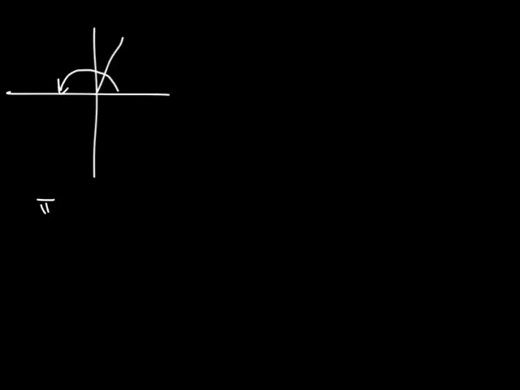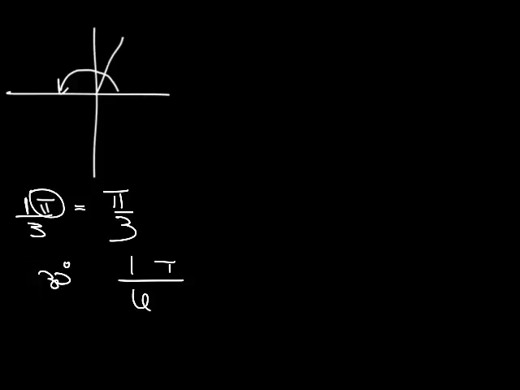So in other words, 1/3 of 180 is 60, or 1/3 of pi is pi over 3. So pi over 3 is a 60-degree angle. Now let's look at a 30-degree angle. How many 30 degrees are there in 180? There are 6. So a 30-degree angle is 1/6 of 180 degrees, or pi over 6.